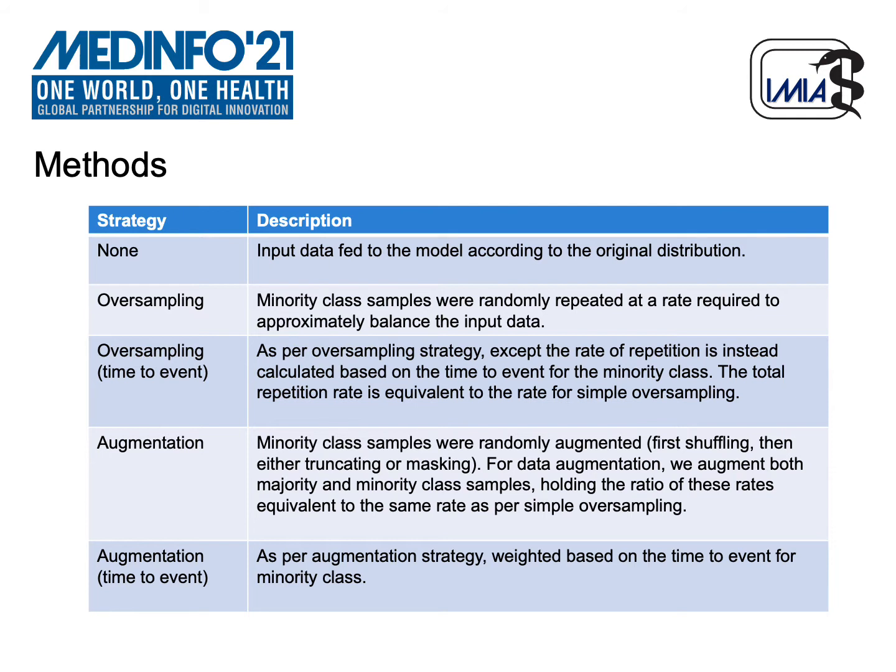The ratios in the balanced training datasets were the same for each of these strategies, but in the augmented dataset, every minority class sample was modified each time it was copied, instead of simply being repeated as is. The other benefit of the augmentation procedure was that both the majority and the minority classes could be copied and amplified as long as the ratios were kept as intended. We also tested how time to event weighting affected these oversampling and augmentation strategies.